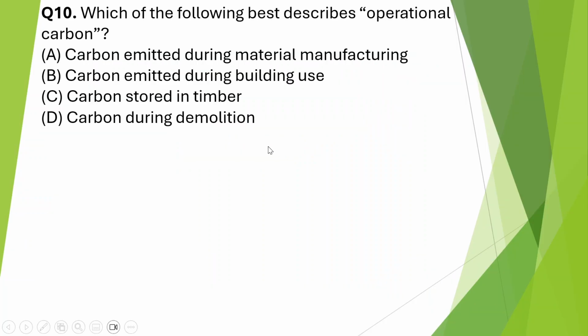Yeah, it's option B. Option A, carbon emitted during material manufacturing, comes under embodied carbon emissions, and carbon stored in timber doesn't come under operational either. Operational means when the building is in use or in function. Once the building has been prepared, whatever emissions come during its operation or building use come under operational carbon. That's why option B was the correct answer out of the 4 options.